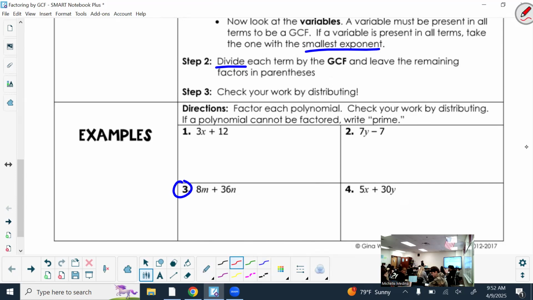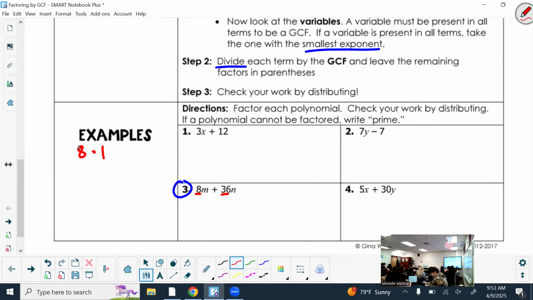All right, so look at the numbers first. 8 and 36, find the GCF between those. Again, it can never be bigger than the smallest amount you have. So check to see if your smaller number is the GCF. Does 8 divide evenly into both 8 and 36? It doesn't. If you do 36 divided by 8, it's a decimal. So it still can't be bigger than 8.